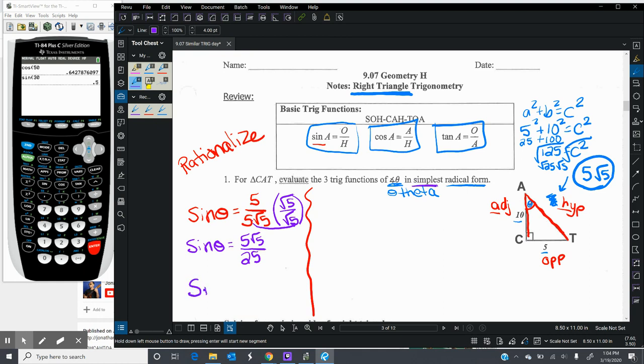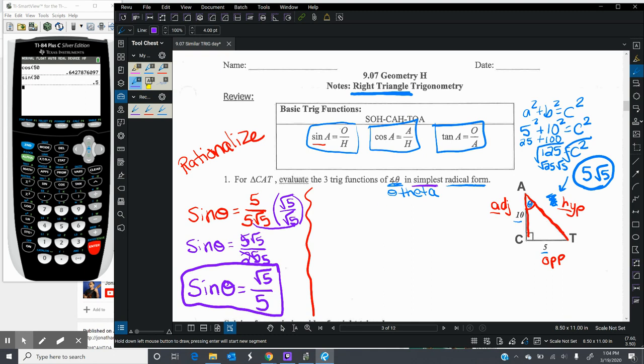So we get sine theta, and 5 goes into 25 5 times. So we have square root of 5 over 5. So we couldn't leave it as that first option because, again, the denominator had a radical. So sine theta equals radical 5 over 5. That's the ratio to represent angle theta.